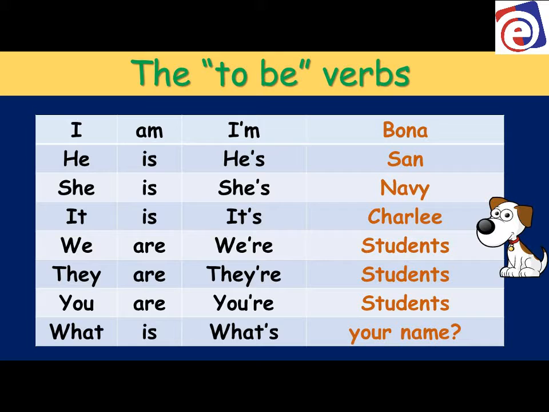Okay, to be. I am, I'm Bona. He is, he's San. She is, she's Navi. It is, it's Charlie. We are, we're students. They are, they're students. You are, you're students. What is, what's your name?